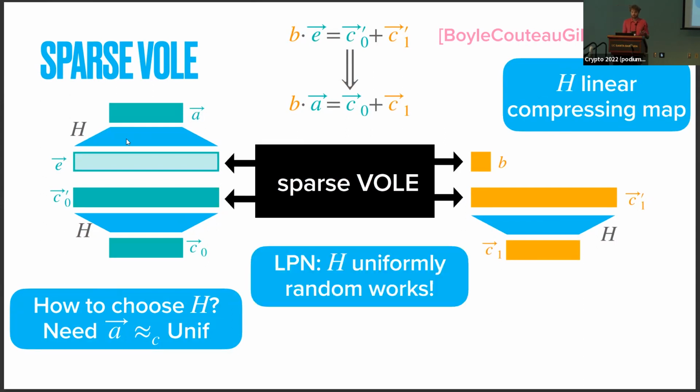Fortunately for us, there's a well-studied assumption. I'm calling it LPN here, learning parity with noise. Or, to use more expressive language from the previous talks, the decisional variant of the syndrome decoding problem. If you choose H uniformly at random, this will indeed work: this vector a will look computationally indistinguishable from a uniformly random vector.